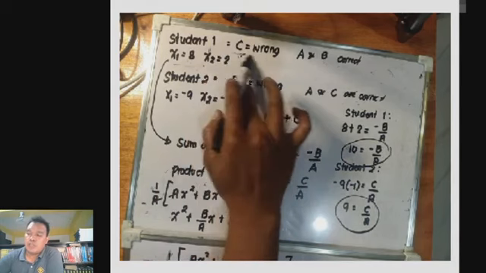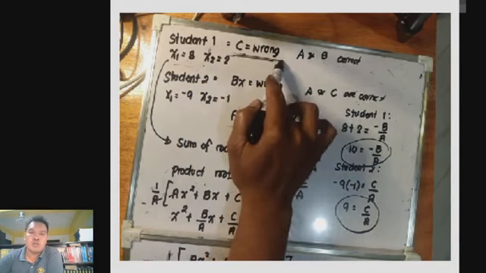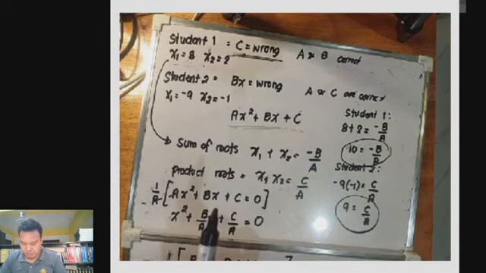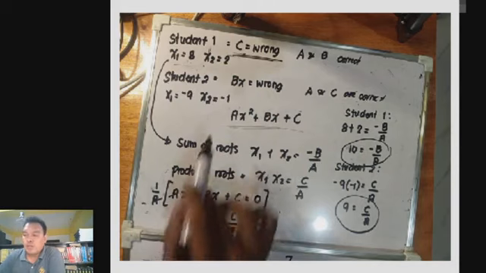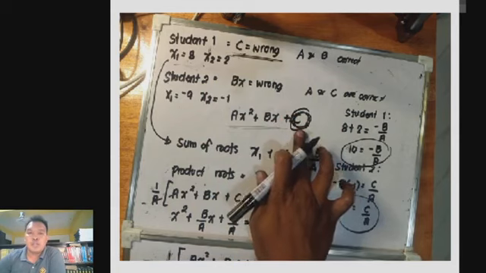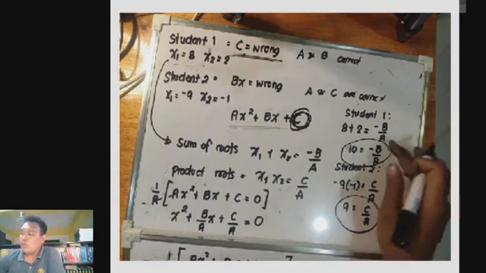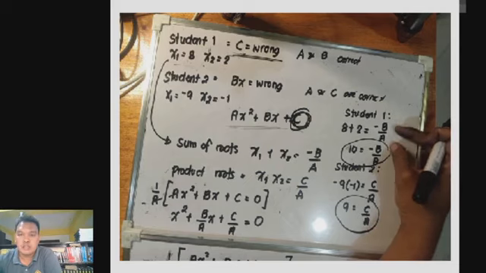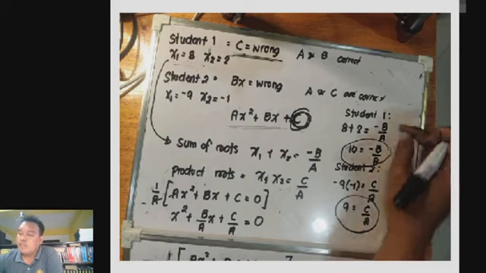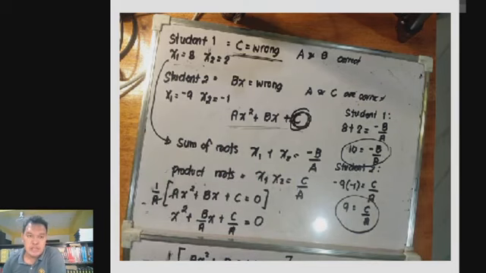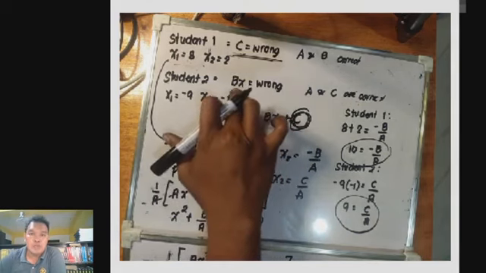yung mali ng student 1, ang wrong natin ay yung C or the constant term. So, ibig sabihin, yung C po yung mali ng number 1. So, ibig sabihin, tama yung B and yung A niya. So, kinumpute natin yung B over A niya, so tama yung roots natin. Then, for student number 2, ang mali niya naman po ay yung coefficient of first degree. Ibig sabihin, si B yung mali niya.